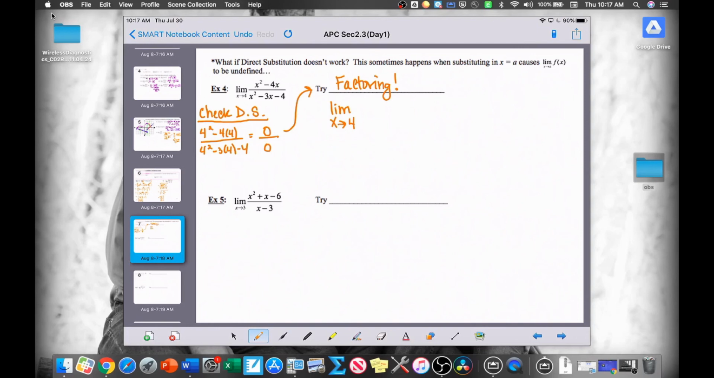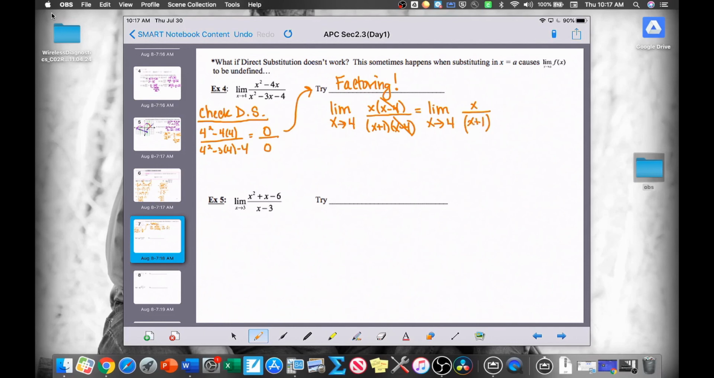In my numerator, I have a GCF of x, so I can factor out an x, and then I have x minus 4. In my denominator, I have an easy trinomial. Two numbers that multiply to make negative 4 and add to make negative 3 are going to be x plus 1 and x minus 4. And then my x minus 4s can reduce. So now this is really equal to the limit as x approaches 4 of x over x plus 1.